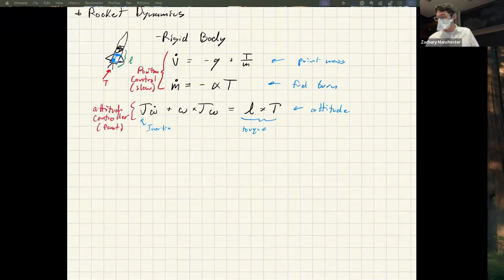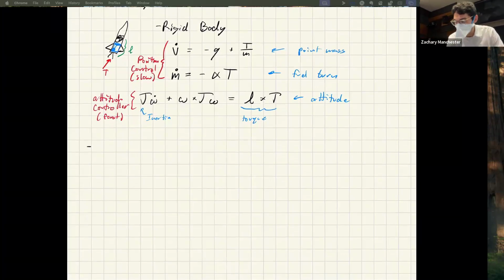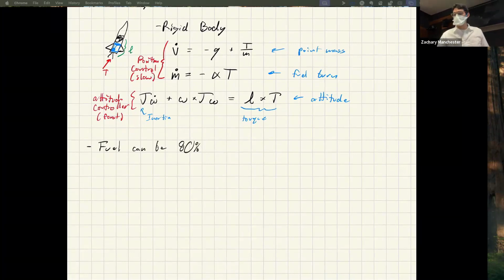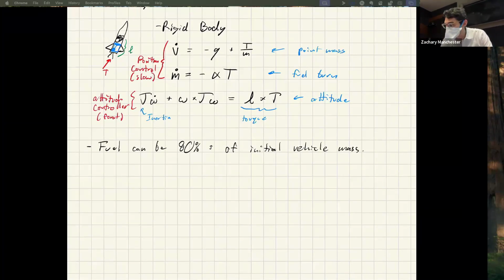Okay, so this is some stuff about this. For a launch vehicle, the fuel can be like 80% or more of the initial full system mass. So you have to think about that fuel mass in this case, which is why we have that second equation there with the m dot.